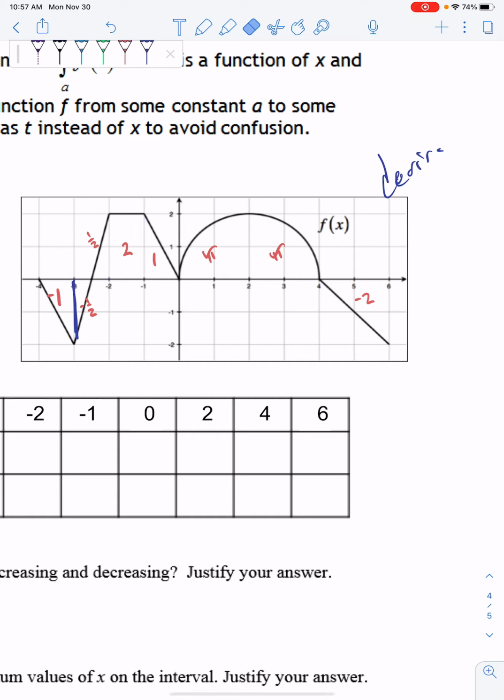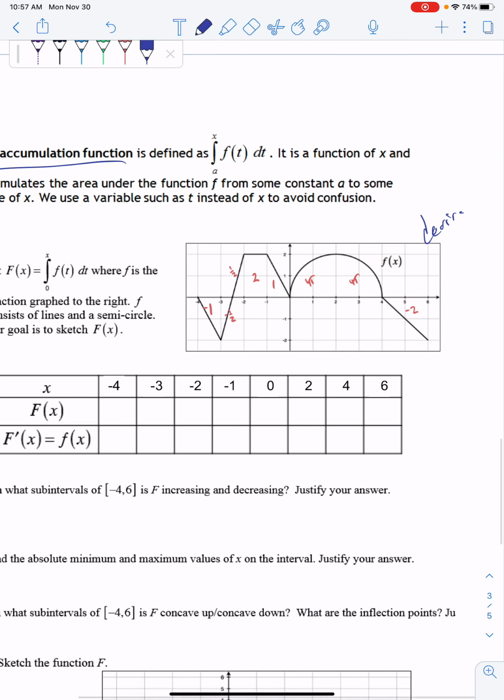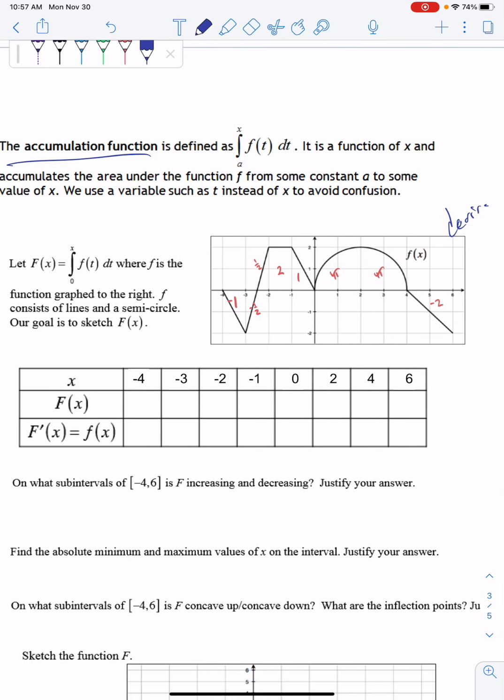All right, so I've got the area of these different sections. So when it says big F of x is -4, it wants me to accumulate from 0 all the way to -4. It wants me to add all of this together. So I've got 1 plus 2 is 3. These halves cancel each other out. And then I got a -1. So my total area from 0 to -4 is 2.